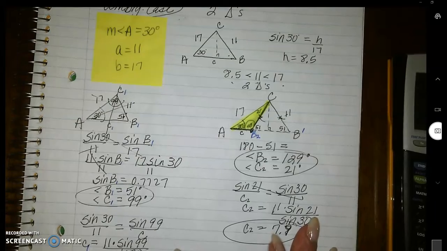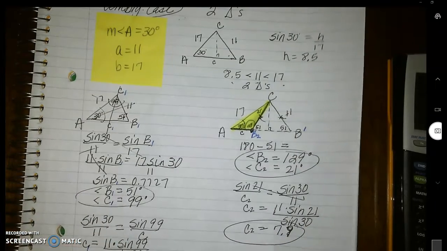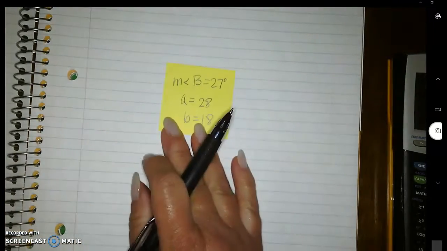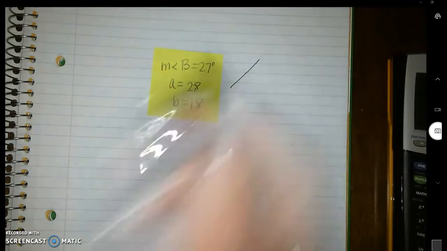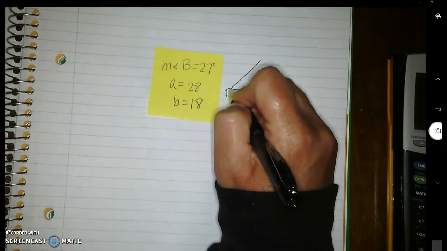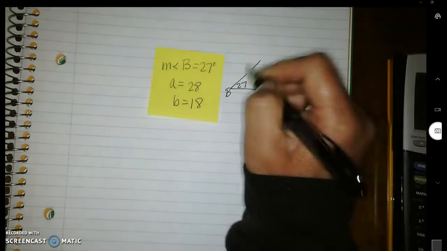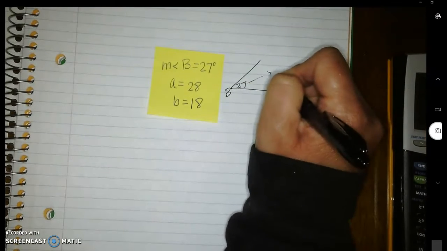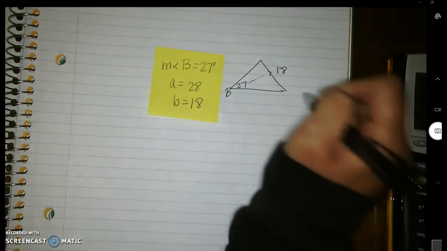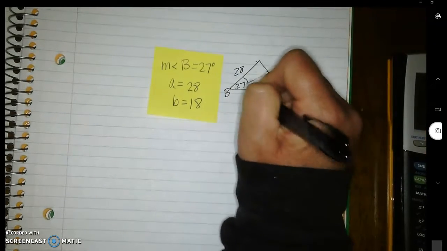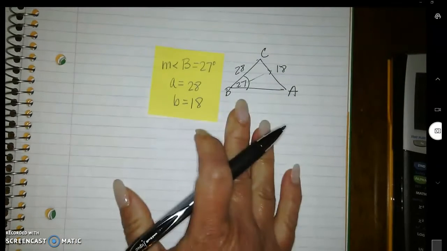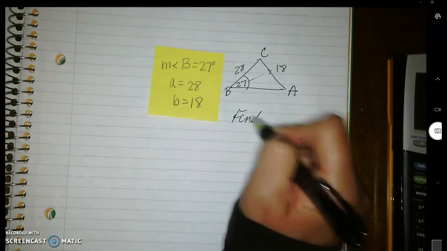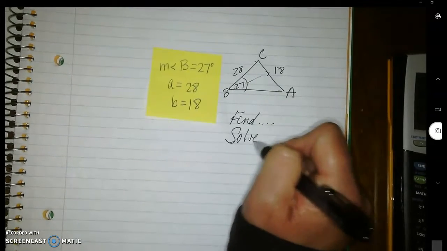Now I want you to try it on your own. Your assignment is going to be to find the missing sides of this triangle. I do just want to draw you the picture to help you get started. If this is angle B at 27, side B is going to be opposite, and so your 18 is going to go over here. Side A is 28, and there's angle A. So here's angle C. I want you to do the same thing. I want you to find all the missing pieces. So you're going to solve this triangle.